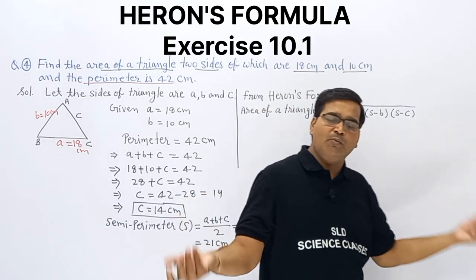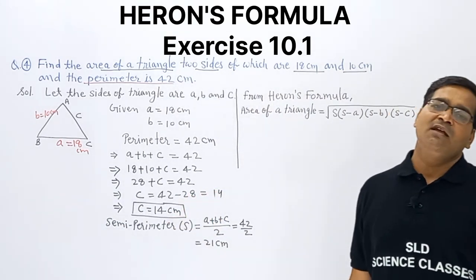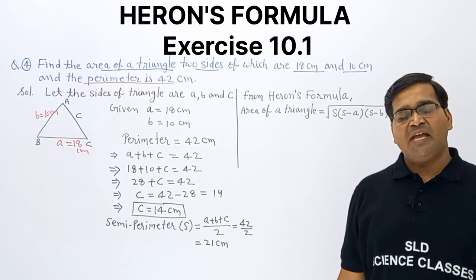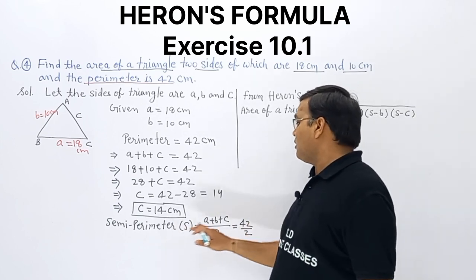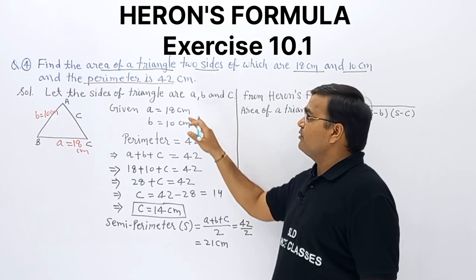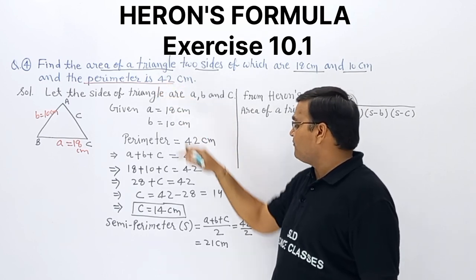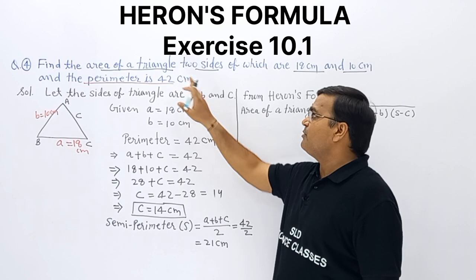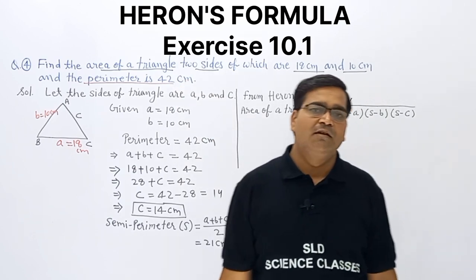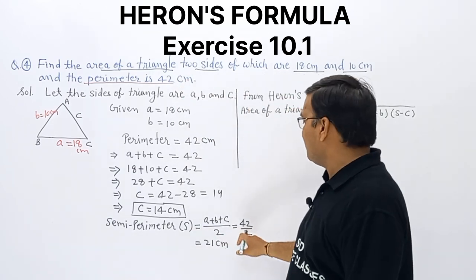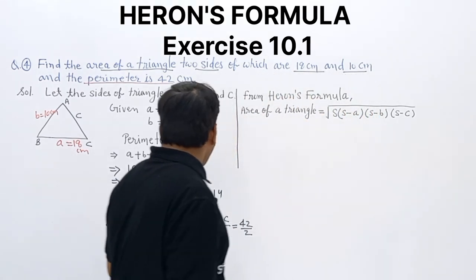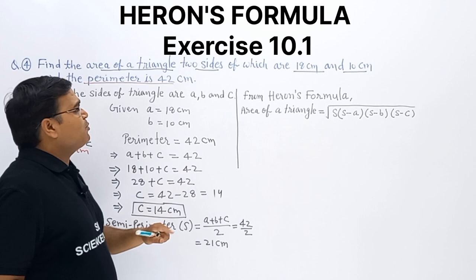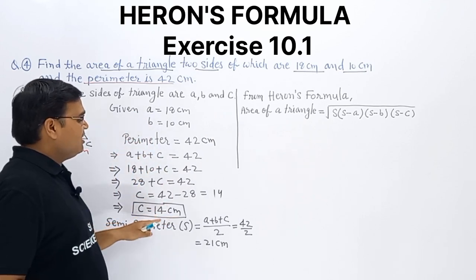Perimeter is the sum of all sides, so its unit will be centimeter. Clear? The perimeter is given, so its half is the semi-perimeter, 21 centimeter. The perimeter is in centimeter, so the semi-perimeter will also be in centimeter. Now all the data required for this formula, A, B, C and S, we have obtained.